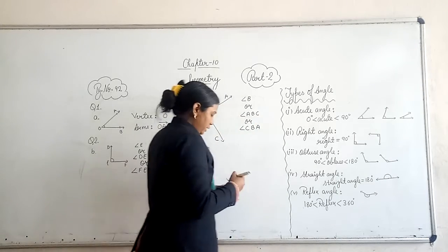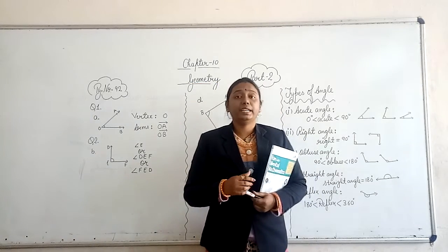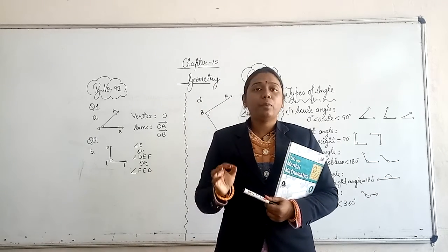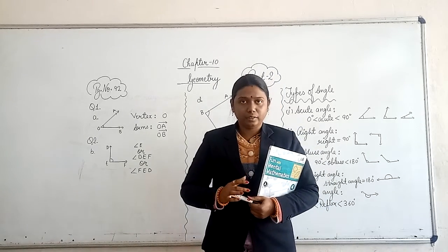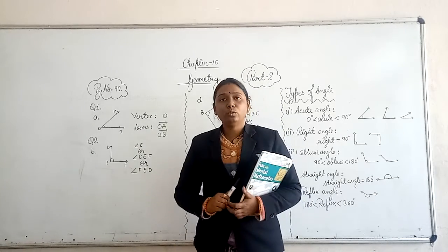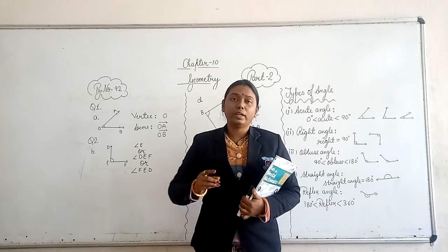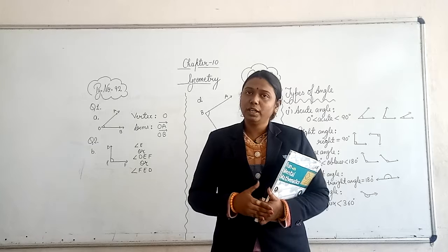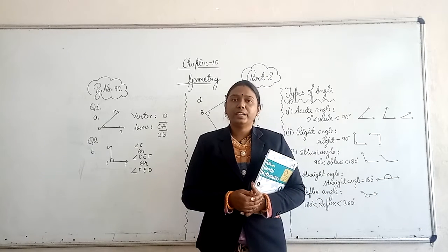So these are the various ways in which we can write the name of the angle. Clear? So you're going to solve page number 92 of your book, and you're going to revise angles and types of angles. Okay? Definition of angle and different types of angle.